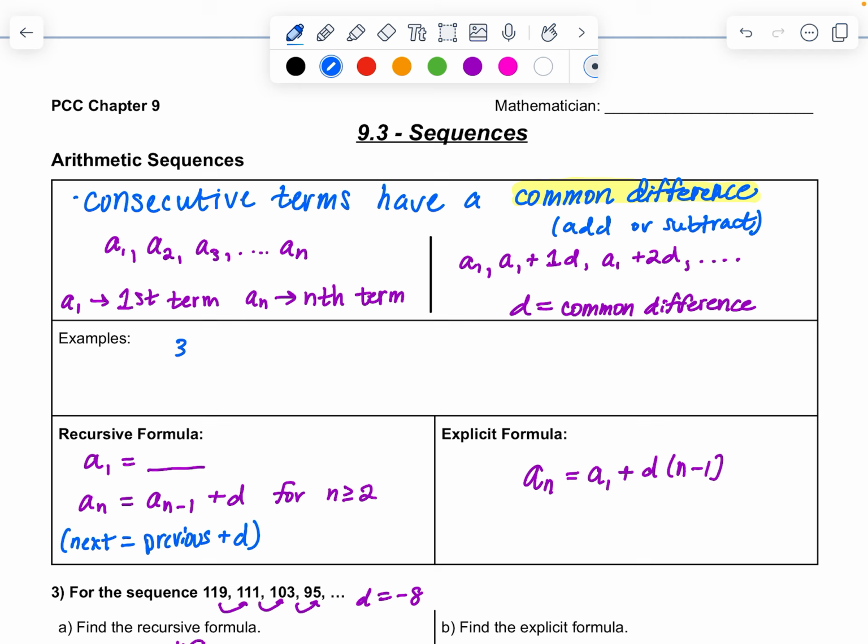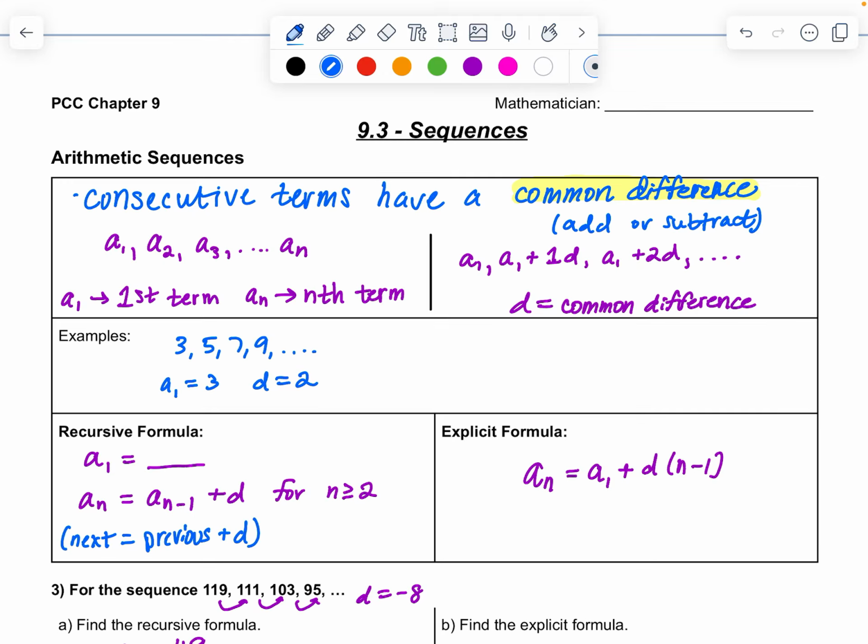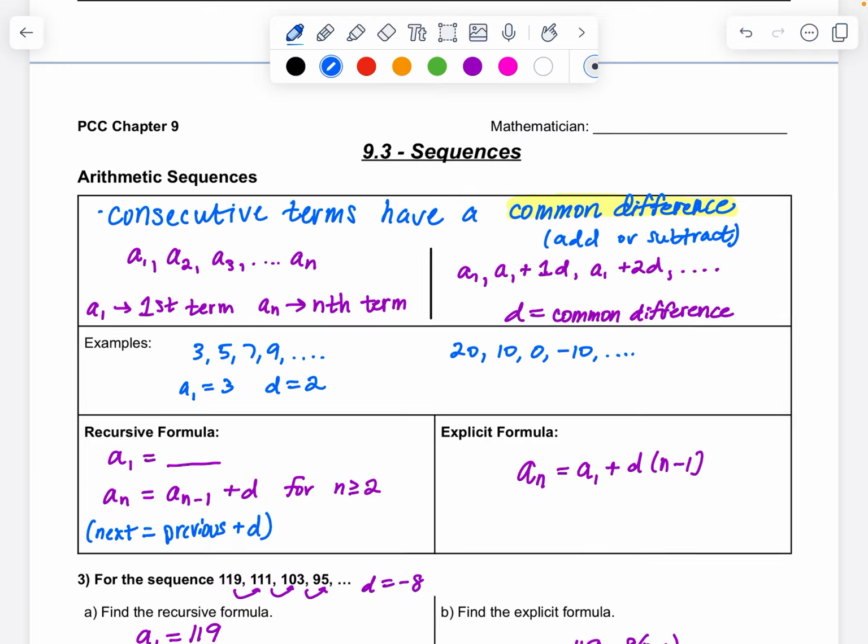Let's go 3, 5, 7, 9, and it could keep going. So our first term would be 3, and then our pattern is plus 2, so our common difference would be 2. We could also have a pattern of subtracting, so 20, 10, 0, negative 10, and keep going that way, where our first term is 20, and then our common difference is negative 10 because we're subtracting. Our second term would be 10, our third term would be 0, and all that good stuff.